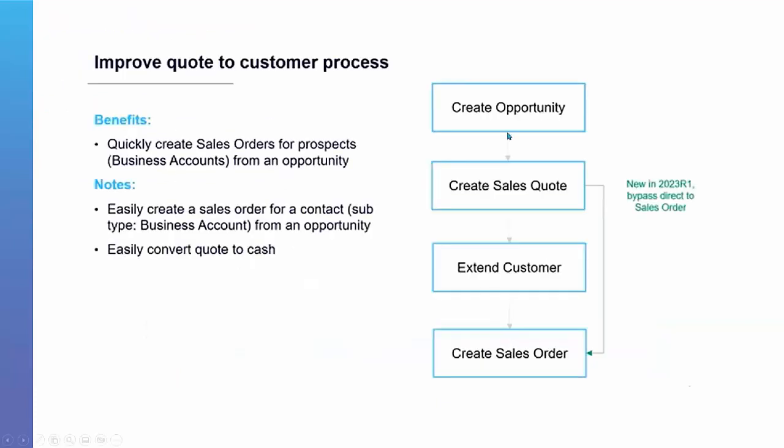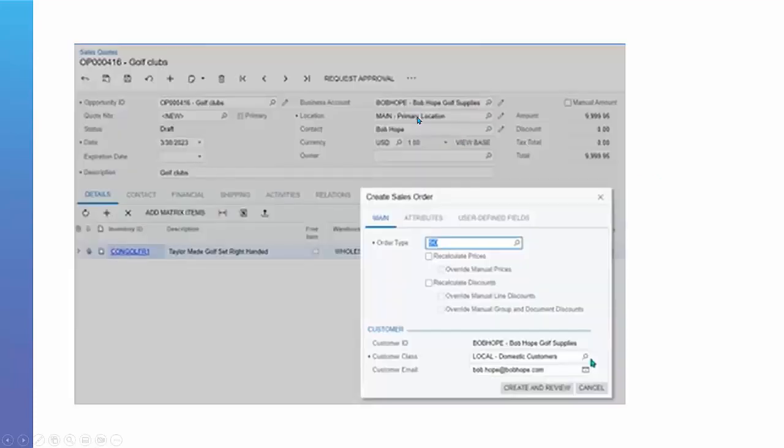There's also been an improvement to the quote to order process. Before, if the customer was not yet a customer, you had to go through a few steps. You'd try to convert the quote. It would tell you that you needed to add in the customer information. So now they've tried to combine that into a single screen to make that much quicker. So now when you go to convert a quote to order, you'll be able to do that right from the Create Sales Order screen.